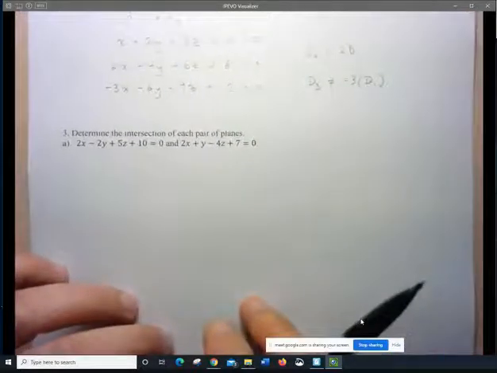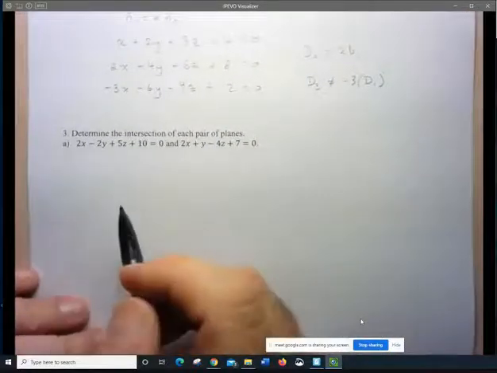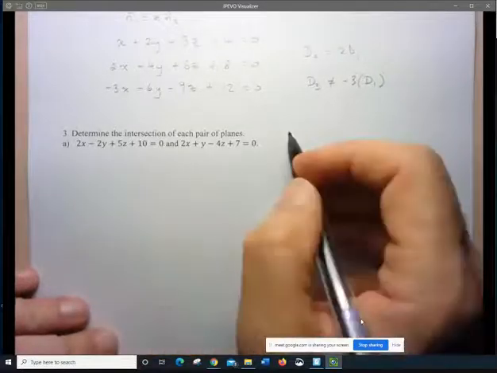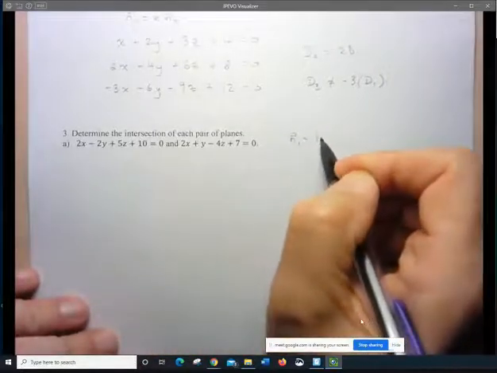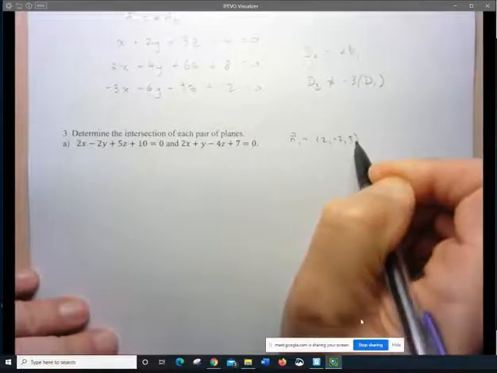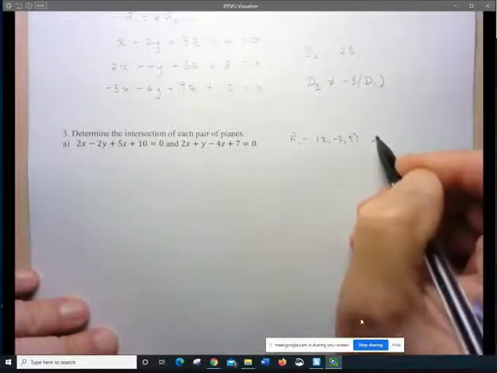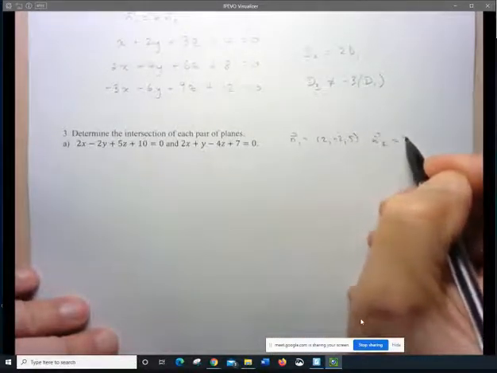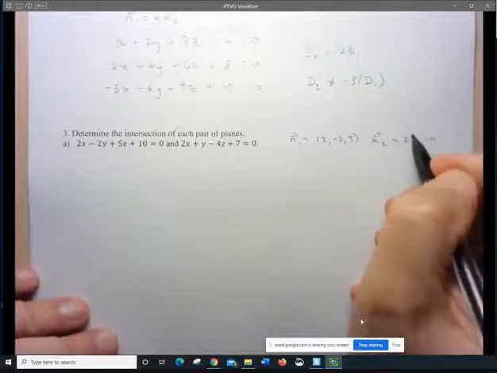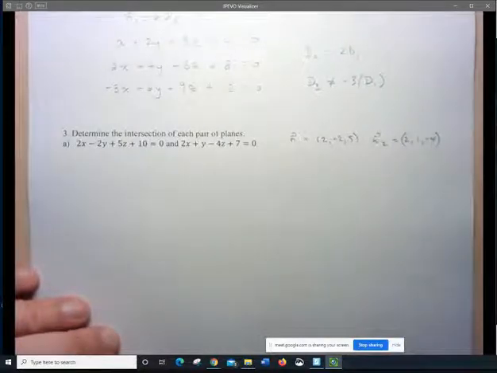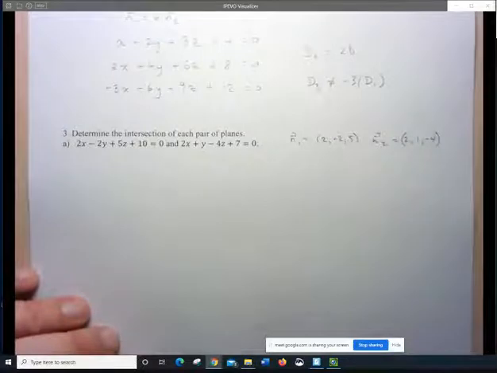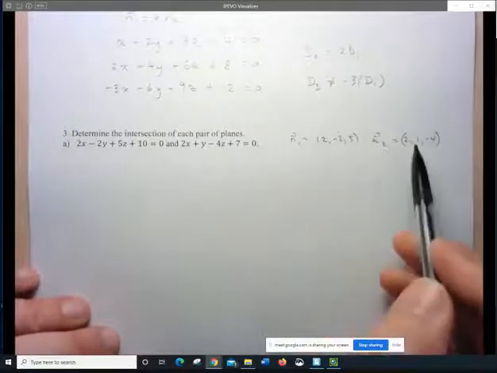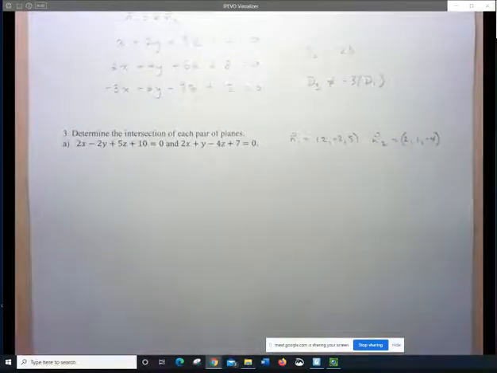Okay, so what did I say here? I look at my first normal vector, and I see that n1 is 2, negative 2, 5, and I have that n2 is equal to 2, 1, negative 4. And what can I say immediately just by looking at this? I don't even need to do any work. What can I say about these two vectors?